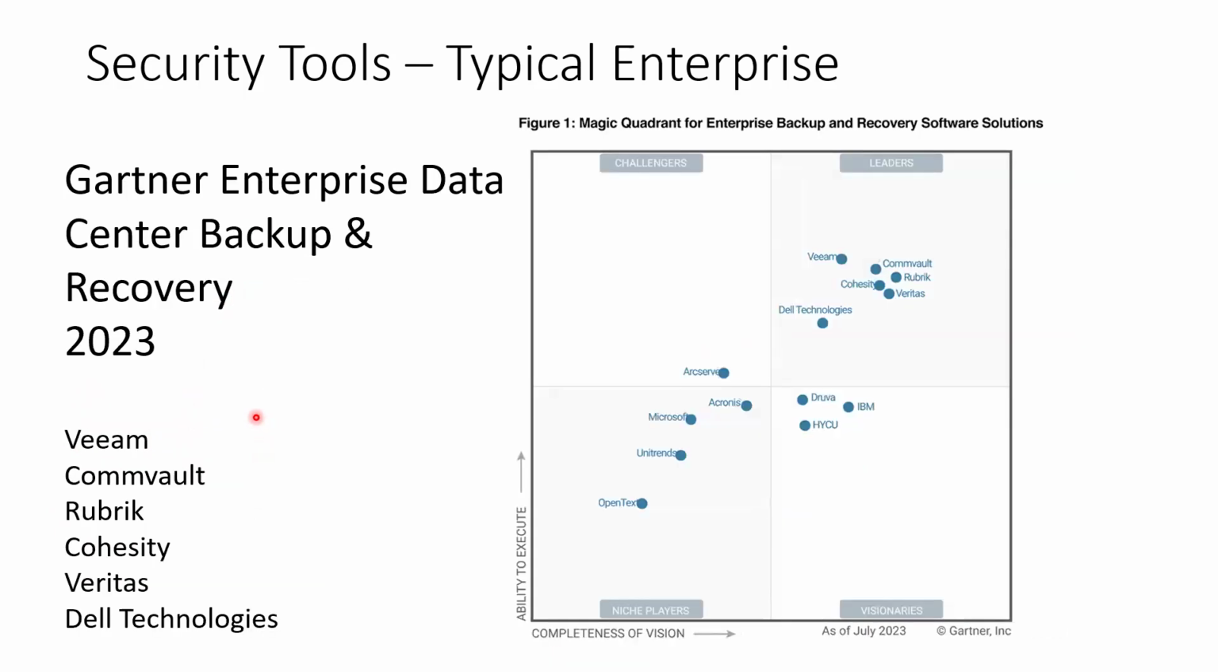Then there is Gartner Enterprise Data Center Backup and Recovery. It is very important for a data center to maintain a backup and recovery mechanism for natural disasters, to mitigate any data loss, and to foresee possible dangers that may occur to our data. So we have to maintain a backup and recovery mechanism for our data center. Veeam, Commvault, Rubrik, Cohesity, Veritas, and Dell Technologies are some of the vendors.